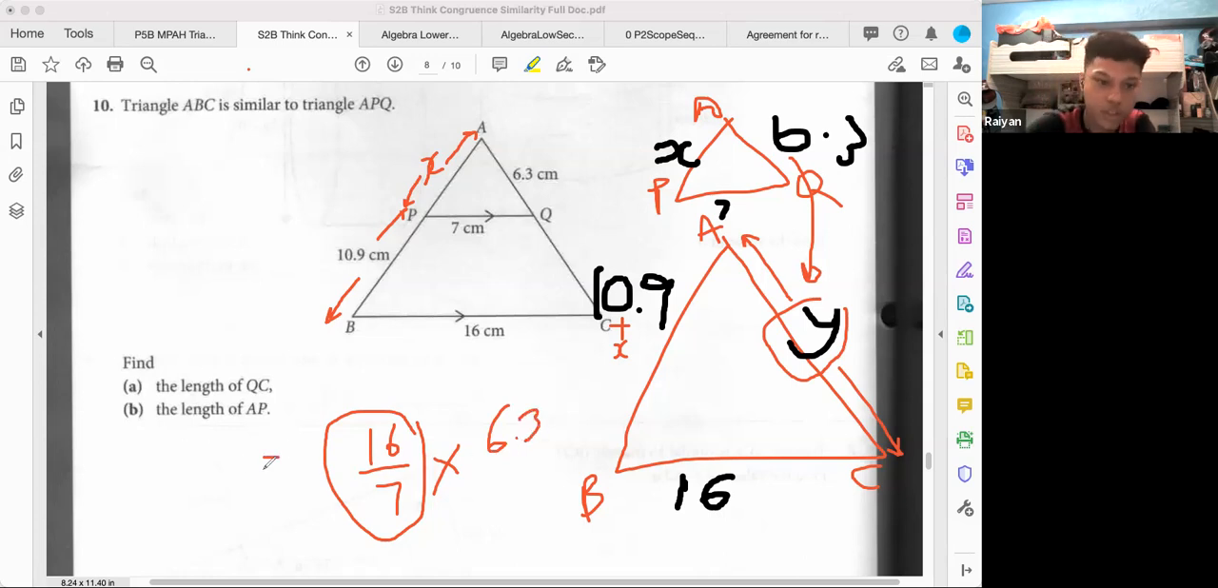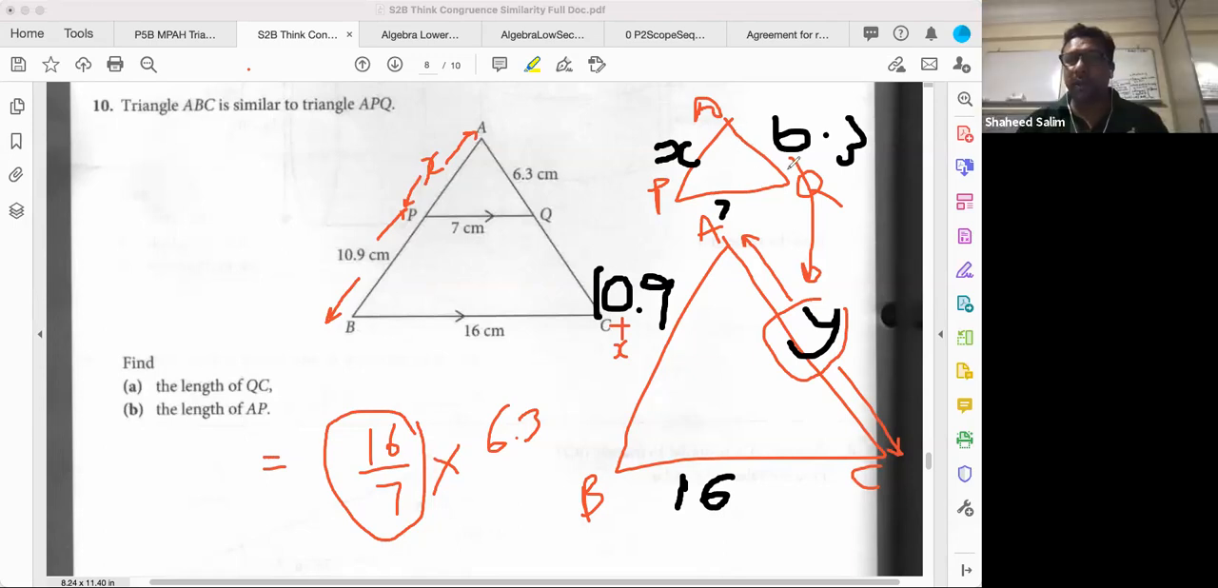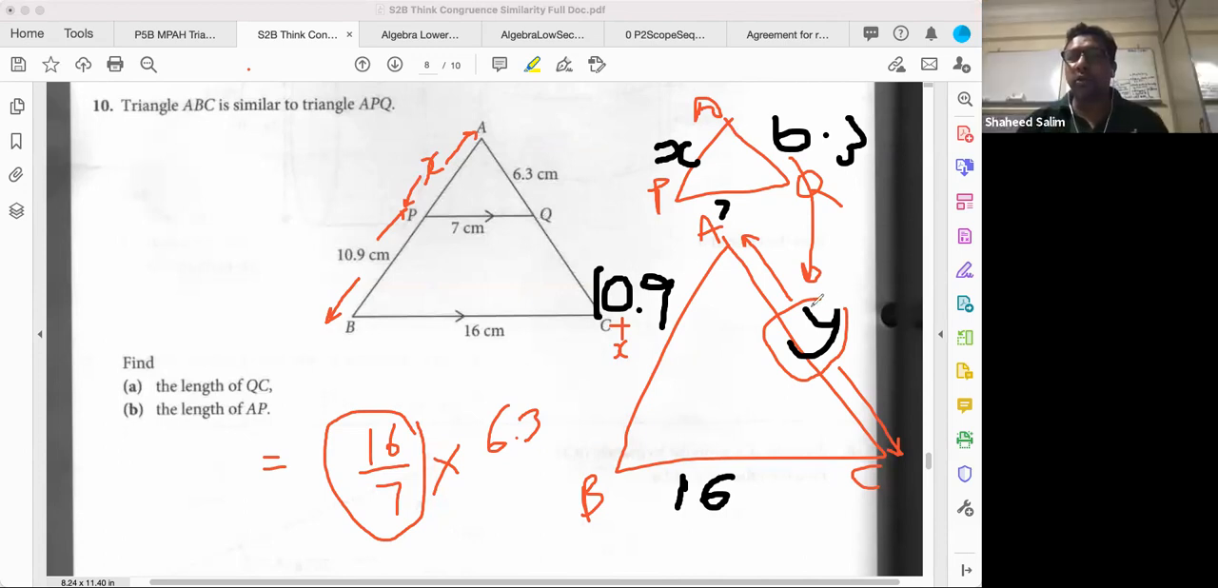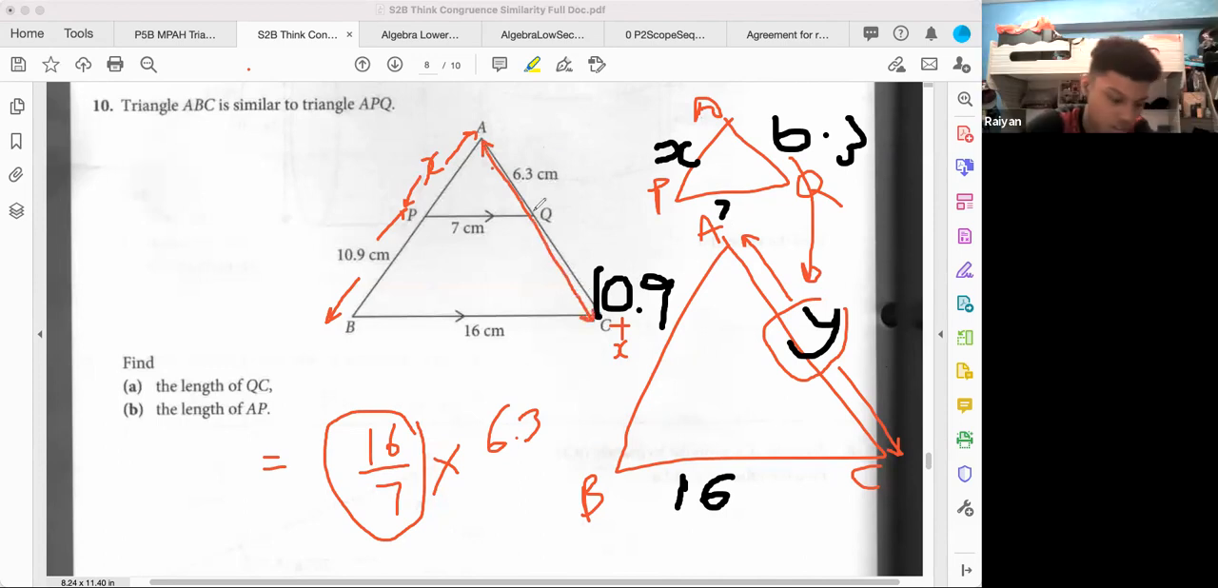So I take 6.3. 6.3 is down here, right? But they say find the length of QC. QC is only half. So you need to find the whole thing first, then later you minus 6.3, you get the balance. You find the whole thing from here to here. Yes, minus 6.3.